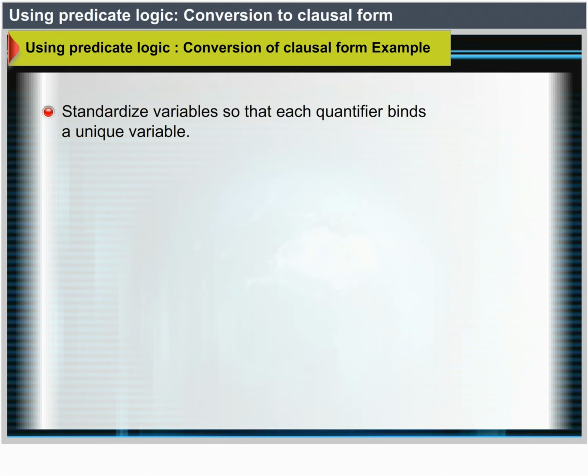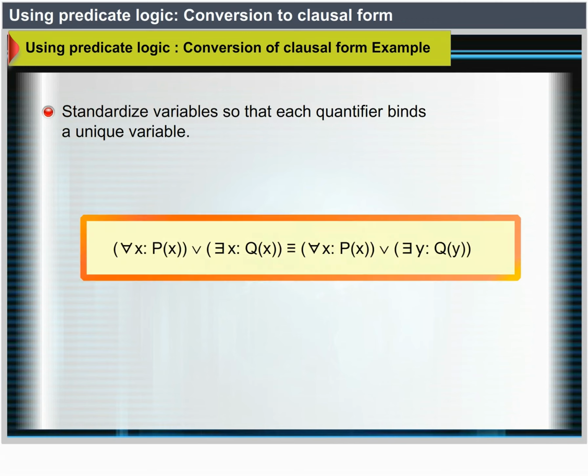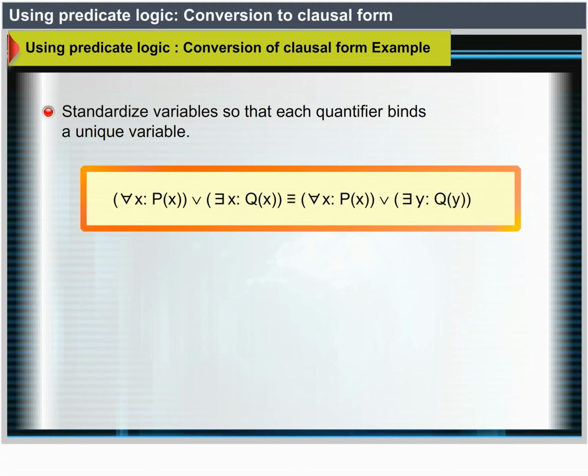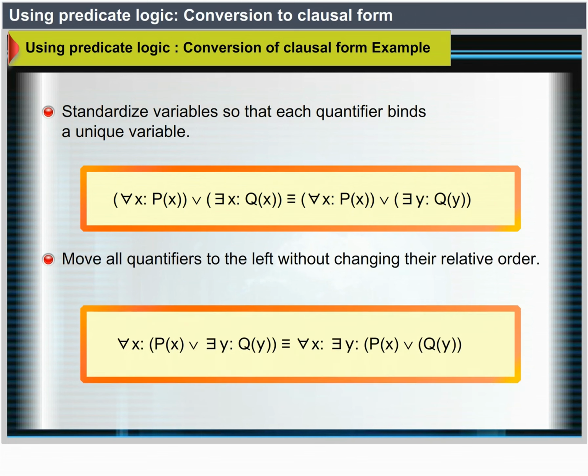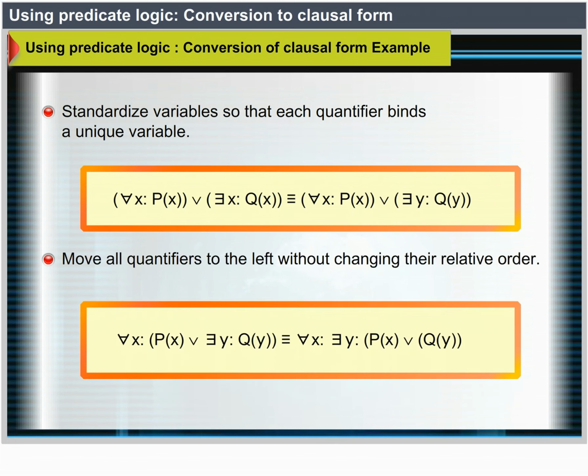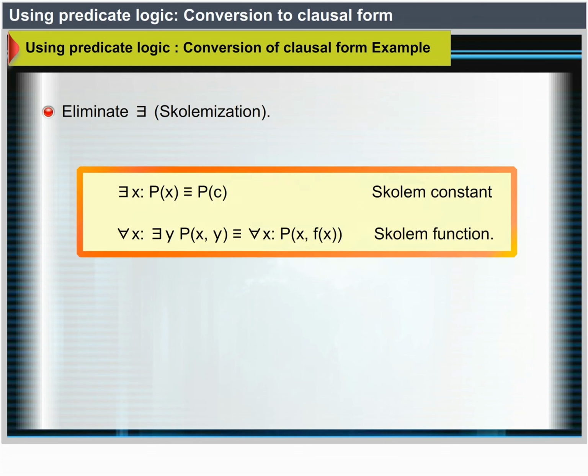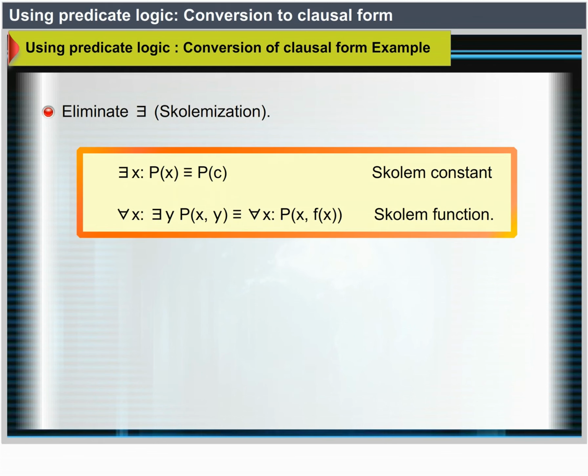Standardize variables so that each quantifier binds a unique variable: for all x such that P of x, or there exists y such that Q of y. Move all quantifiers to the left without changing their relative order: equivalent to for all x, there exists y such that P of x or Q of y. Eliminate there exists: there exists x such that P of x is equivalent to P of C.